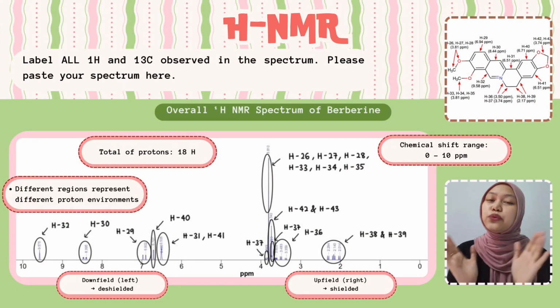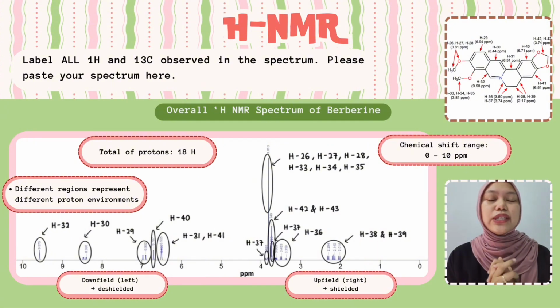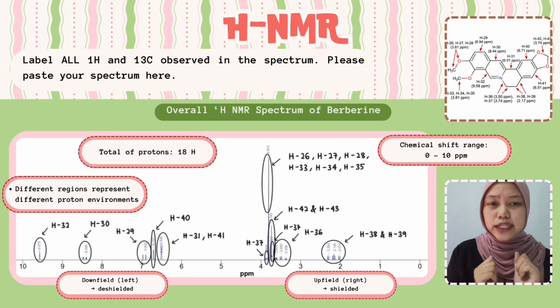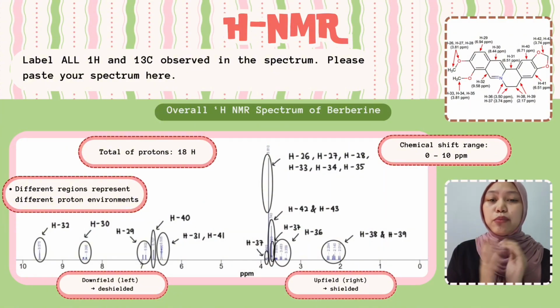Okay guys, now let's move on to the 1H NMR spectrum. So what is the 1H NMR spectrum? I will explain to you first. 1H NMR, or proton nuclear magnetic resonance, is a technique used to analyze the different hydrogen environments in a molecule.